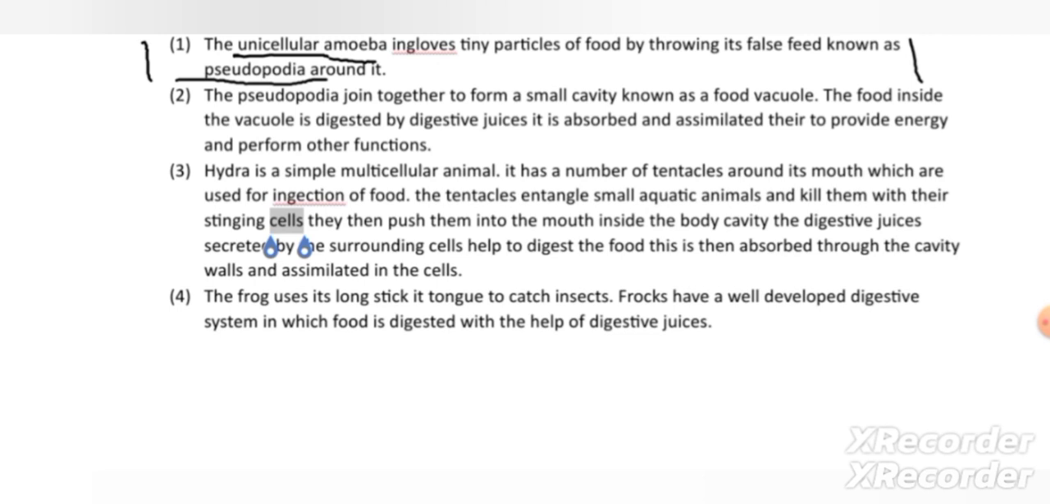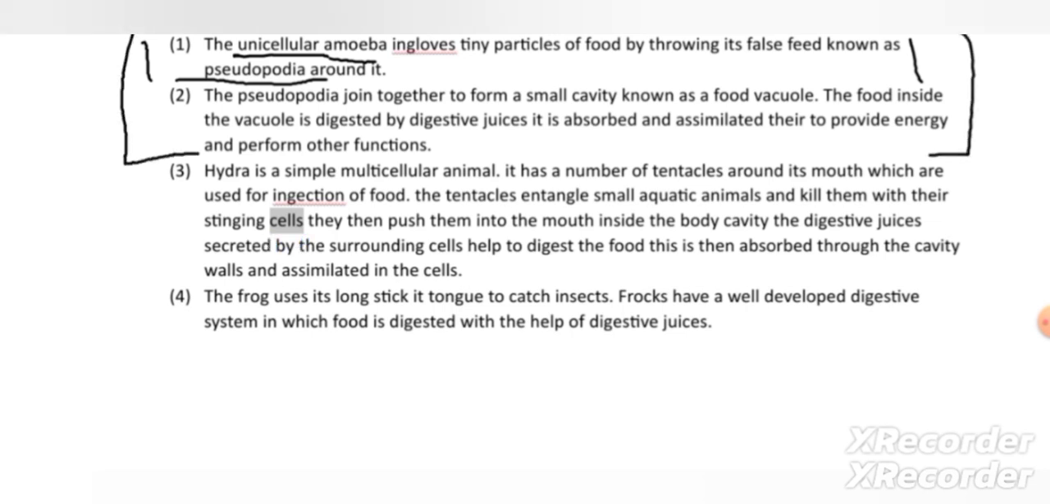Then the food inside the vacuole is digested by the digestive juices. Most organisms have digestive juices in the body to digest and absorb the nutrients and minerals from the food. It is absorbed and assimilated there to provide energy and perform other functions. When it is digested by the digestive juices, it is then absorbed, like in human digestion, and assimilated to provide energy and perform other functions. So this is the amoeba's nutrition.